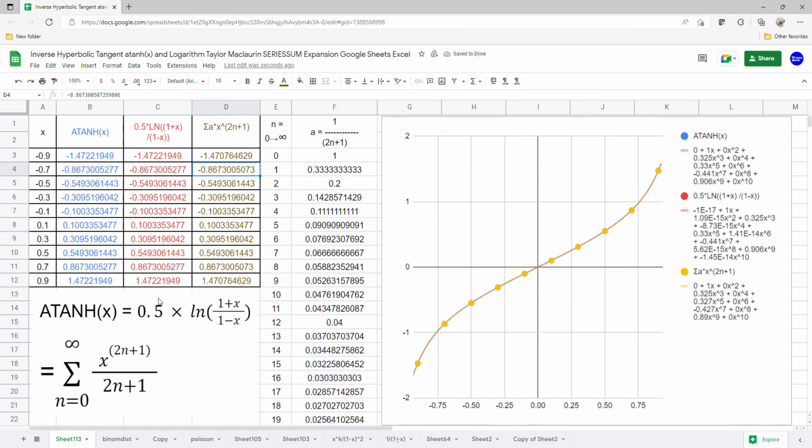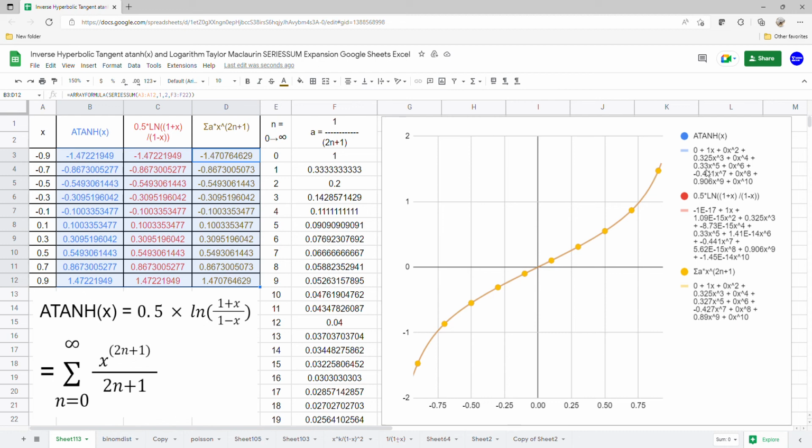Now their values, this approximates these two values closely. And their trend lines are almost the same. The coefficient of x to the 0 is 0. This is already 0, 1, negative 1 exponent negative 17. That's 0, and this is 0. Coefficient of x, 1, 1, and 1. Coefficient of x squared, 0. This is 1.09 times 10 to the minus 15. That's already 0. And x squared 0.